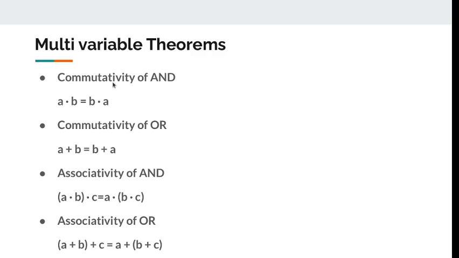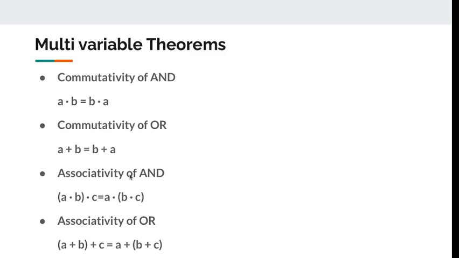So multivariable. When we have more than one variable, if we have A and B, it's the same as saying that we have B and A. It doesn't matter the order here. That's commutativity. The commutativity for OR is the same. So if you have A or B, it's the same as B or A. That means also that in our circuits, it doesn't matter the order of the inputs that we have. So that simplifies our development a little bit.